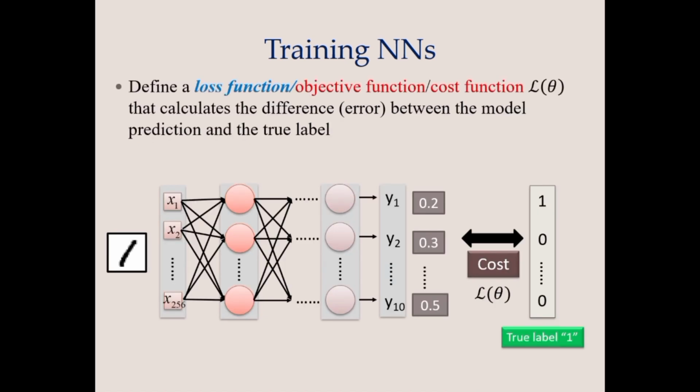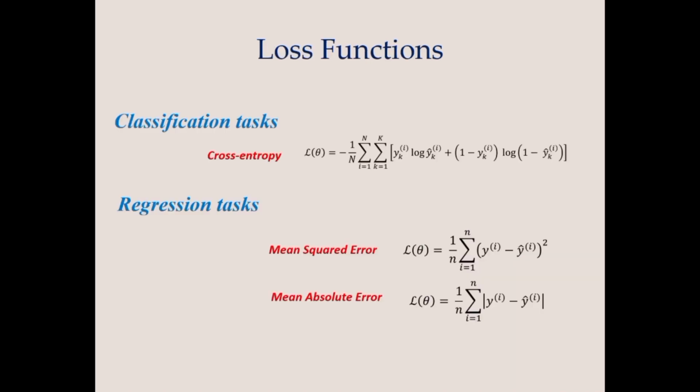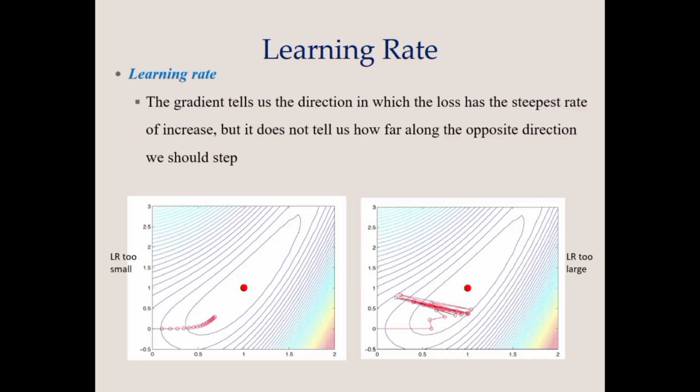Define a loss function, otherwise called the cost function. We have to define L of theta, which calculates the error between the predicted output and the true label. So that is represented by L of theta. The loss function is calculated for both classification and regression tasks. In classification, it is calculated as cross entropy. During regression, it can be calculated as mean square error or mean absolute error.